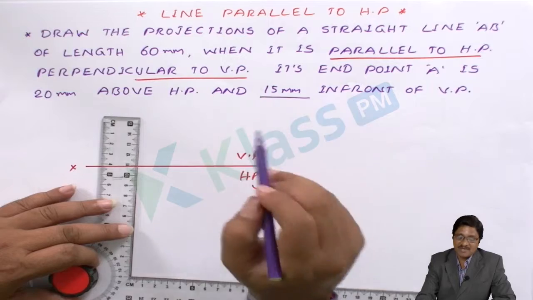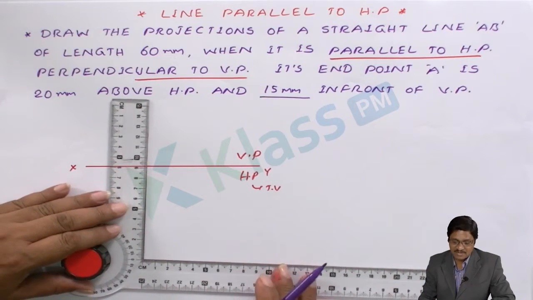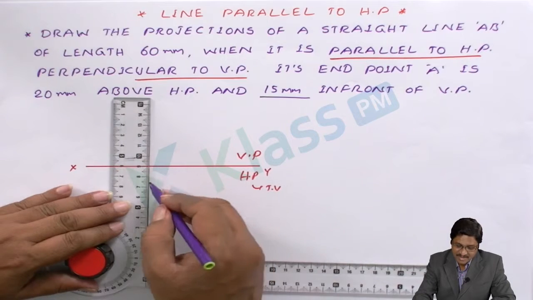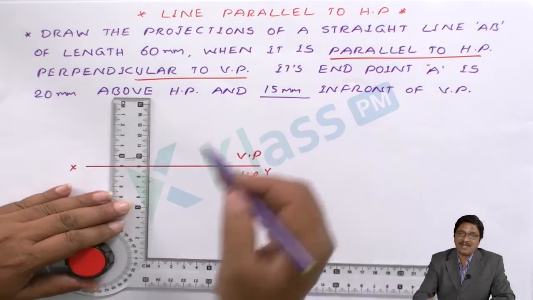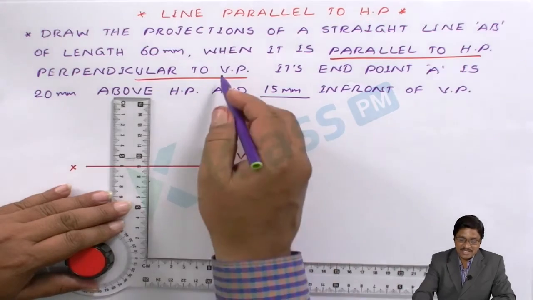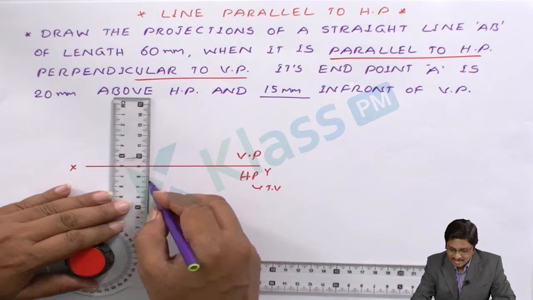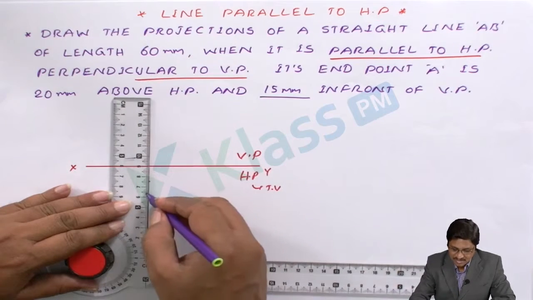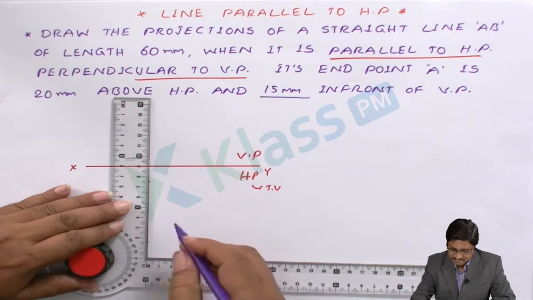It is 15 mm in front of VP and perpendicular to VP. You have to satisfy these two points here. 15 mm in front means I measure 15 mm in front. From there, being perpendicular, I draw the total length perpendicularly. So what is the line length? 60 mm. So 1, 2, 3, 4, 5, 6.